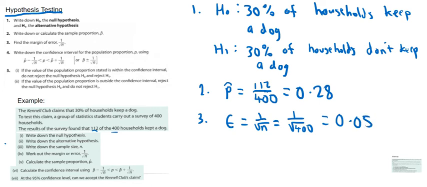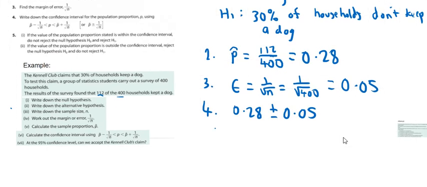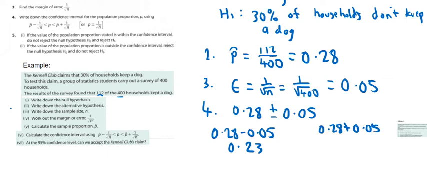So we're going to write down the confidence interval next. So that's number 4. So confidence interval then is going to be 0.28 plus or minus 0.05. So 0.28 minus 0.05, and if you put that in the calculator it'll be 0.23, and then we're going to do 0.28 plus 0.05, and that would be on a calculator then, or you can just add in your head there, it'd be 0.33.